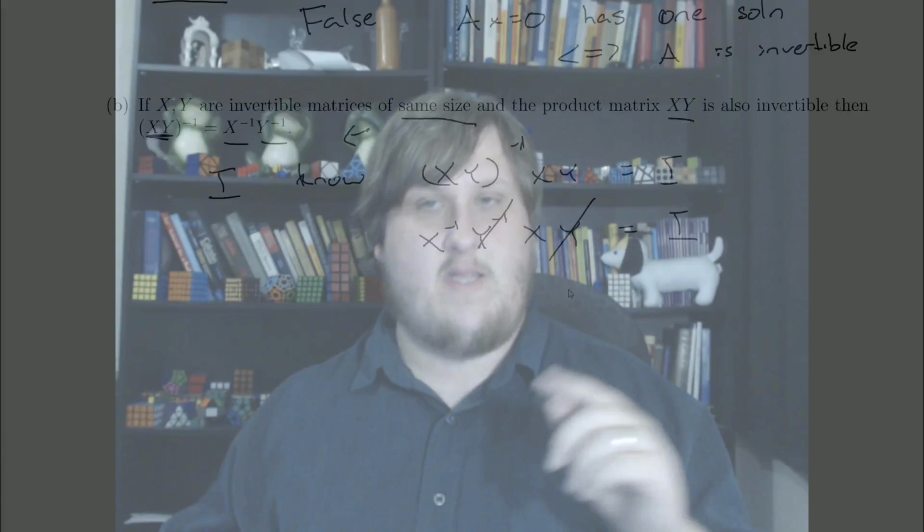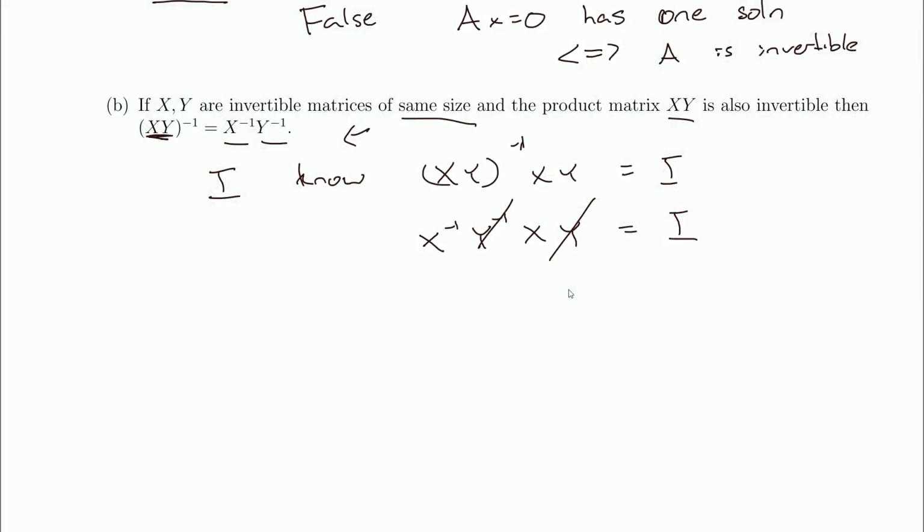No, if you don't have a theorem, it doesn't count. It does not count. So, no, we don't just get to cancel these ones and then cancel these ones and then say, it's the identity. No. Okay? What would the inverse actually look like?